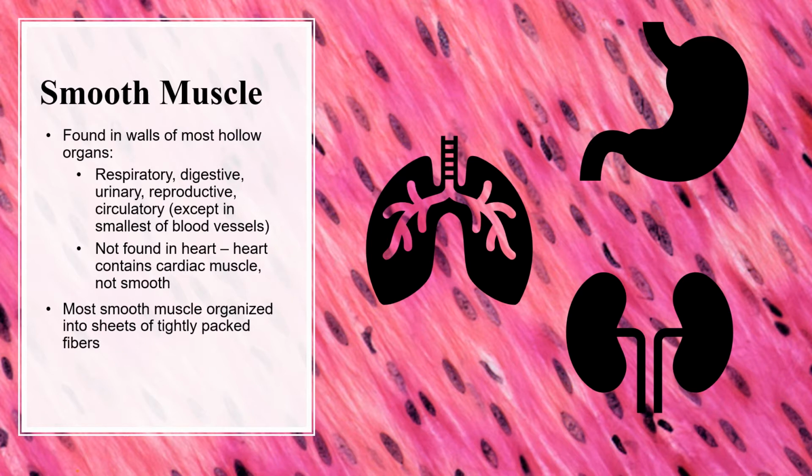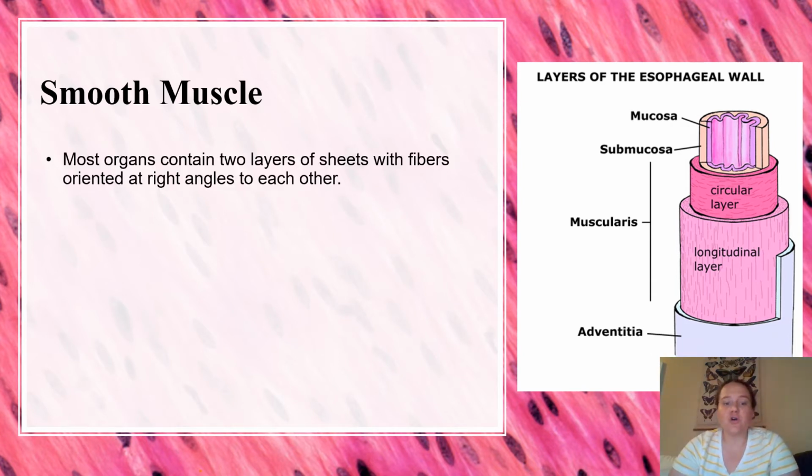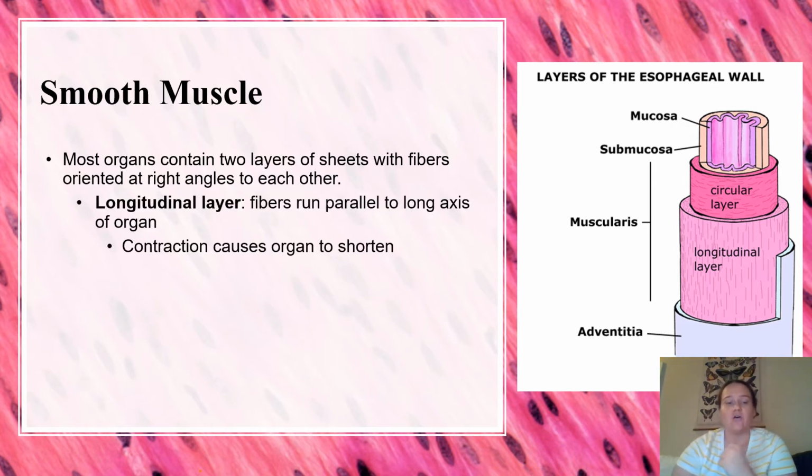Most of the smooth muscle is going to be organized into these sheets of tightly packed fibers, and most muscles are going to tend to have two different layers of these fibers. So I wanted to be on this slide so that I can show you what I'm going to talk about. So this is going to describe how smooth muscle is going to have two layers, and the two layers are actually going to be going at right angles to each other. So most organs are going to have these two layers of sheets, and the fibers are going to be oriented at this right angle. So one of the layers is going to be called the longitudinal layer.